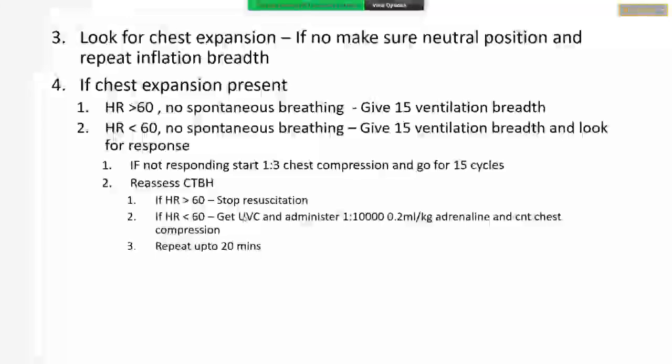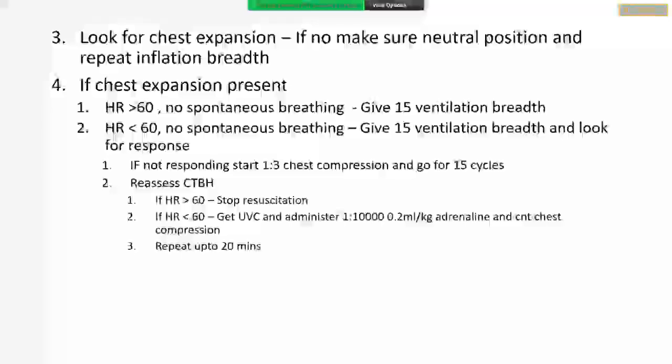That is, we have to put an umbilical venous catheter. We put a catheter in the umbilical vein and we administer adrenaline, 1:10,000 ratio, 0.2 milliliter per kg. After administration, we again continue the chest compression. Like that, we go 15 cycles, then assess, then administer adrenaline, 15 cycles, and we repeat this until the child is getting well. We can go on like that only up to 20 minutes.